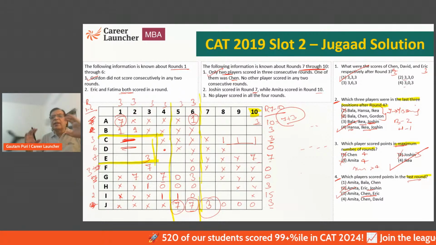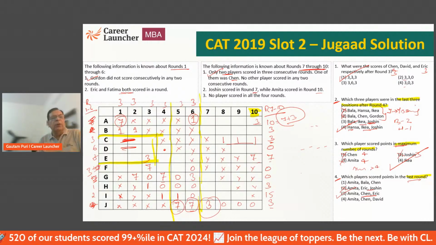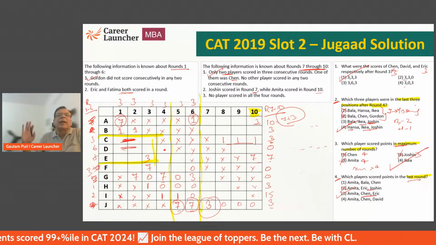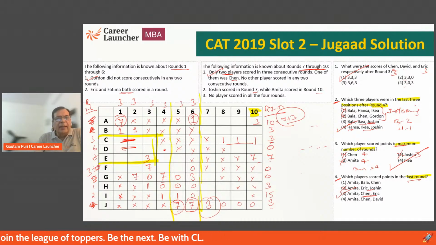Okay? So I hope this is clear. It's a little difficult set, and one of the most painful things about the set is that you have to make a messy table, but it can't be helped. Okay, so I hope this clears it for you.